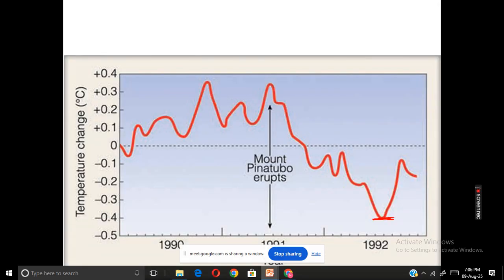So we have solar cycles, the Milankovitch cycle, volcanic eruptions, and also ocean currents. The changes in ocean currents are another natural factor that influences climate change, apart from the anthropogenic climate change that we talked about.